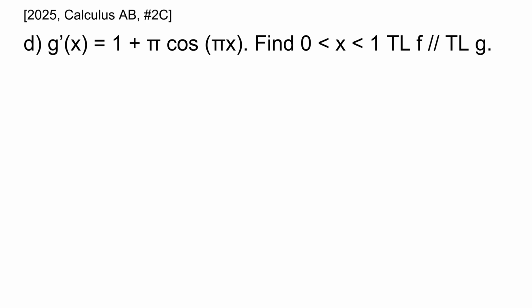In part D of this question, we are given that g prime of x is 1 plus pi times cosine of pi x. We are asked to find a value of x between 0 and 1, where the tangent line of f is parallel to the tangent line of g.